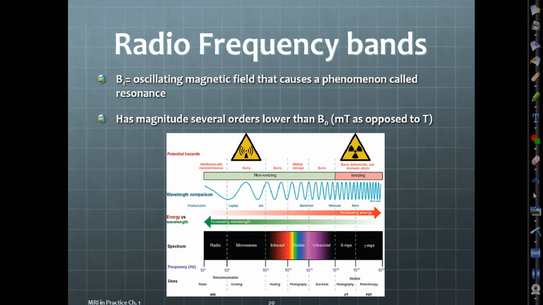So let's further describe B sub 1. This is an oscillating magnetic field, so it's not static. Remember, B sub 0 is a static magnetic field. This one's oscillating, it's changing constantly. That causes a phenomenon called resonance. And remember, these can be mapped on our electromagnetic spectrum. What ultimately is going on, we have a magnetic field and an electric field moving in space together at what? 90 degrees or parallel to each other, those two fields.